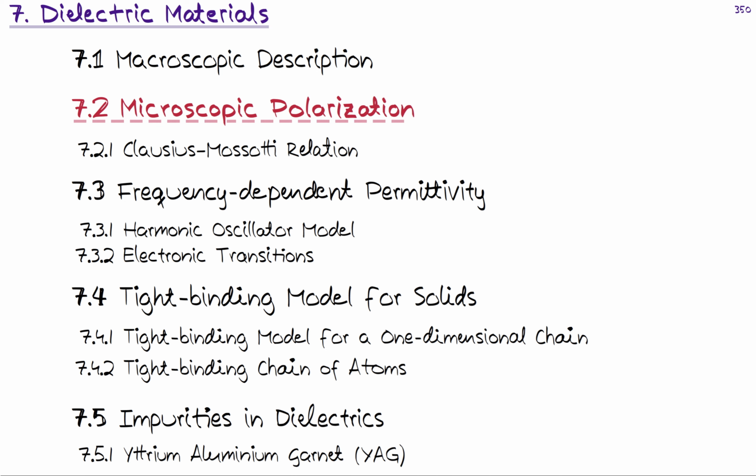So this is lecture 7.2 on microscopic polarization. Mainly we will be discussing the Clausius-Mossotti relation. I will try my best to explain the difference between a local electric field, and this is then the field that is being felt by nanoscopic building blocks that we have in our solid.